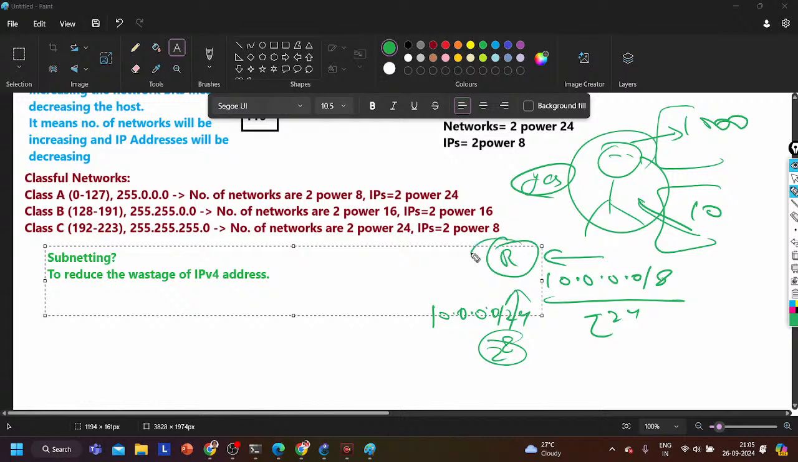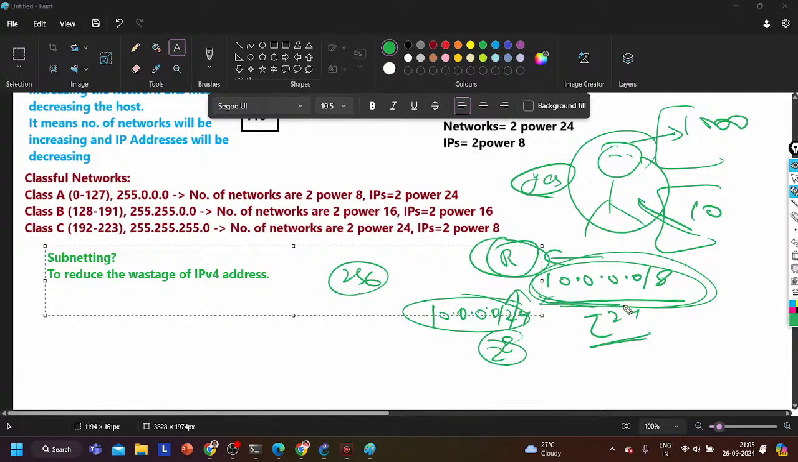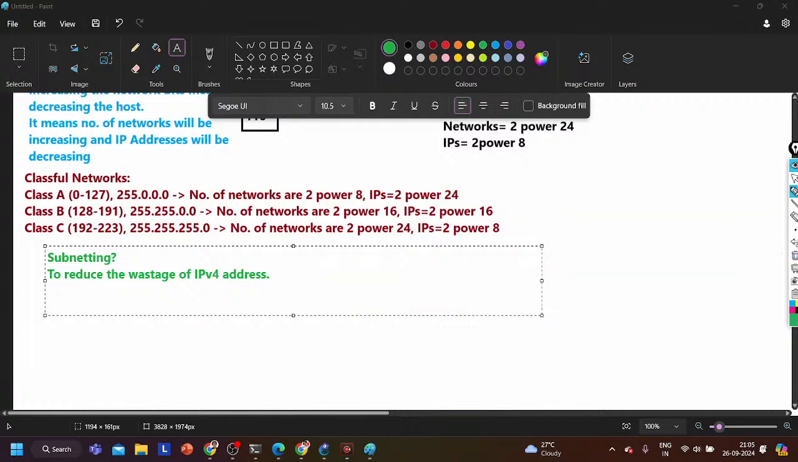In the same way, on the router, performance will be better while using this subnet instead of this subnet. If you need 2 to the power 24 IP addresses, no problem, you should use it. But if you need only 256 IP addresses, then don't use this /8. There is security as well.